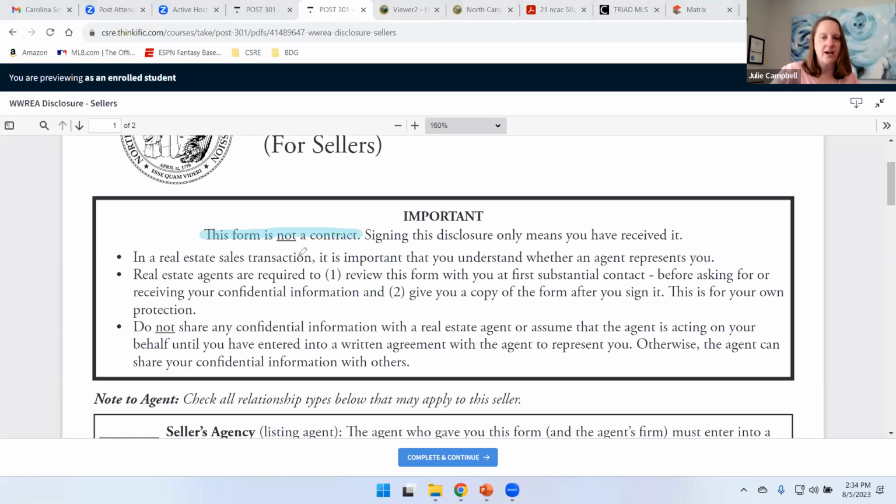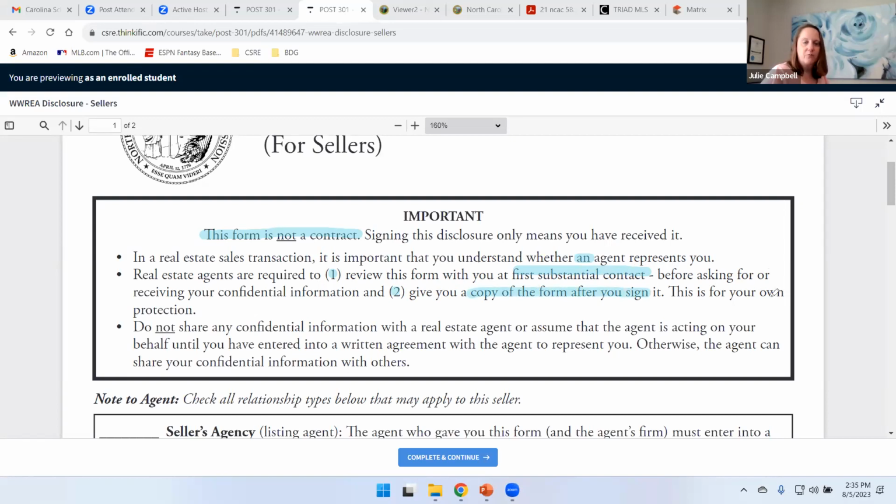In a real estate sales transaction, it is important that you understand whether an agent represents you. Does that say this agent? Does that say me? Does that say you? That just says an agent. That could be any agent across this entire state. We're not specifically talking about me. Consumer, it's important that you understand whether anybody represents you or not. An agent represents you. Agents are required to review this form with you at first substantial contact, which they define as before asking for, receiving, or giving confidential information, and give you a copy after you sign it.